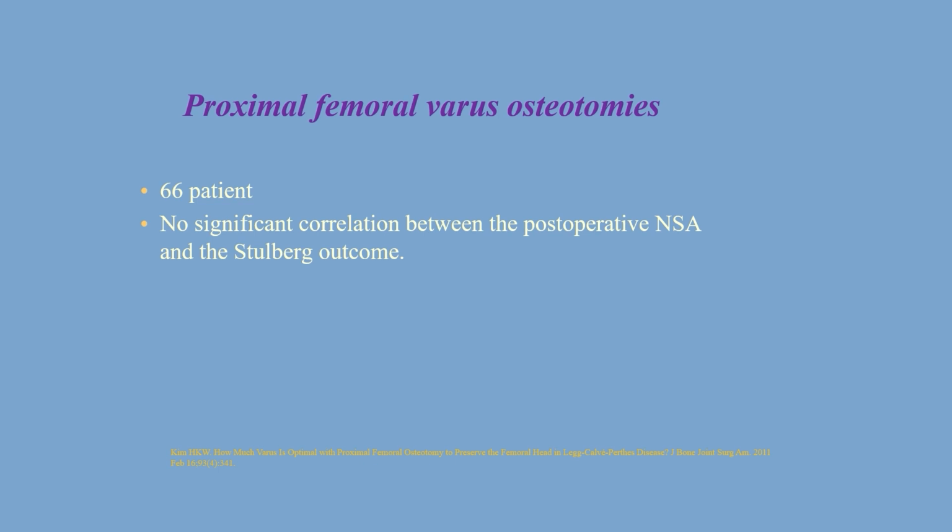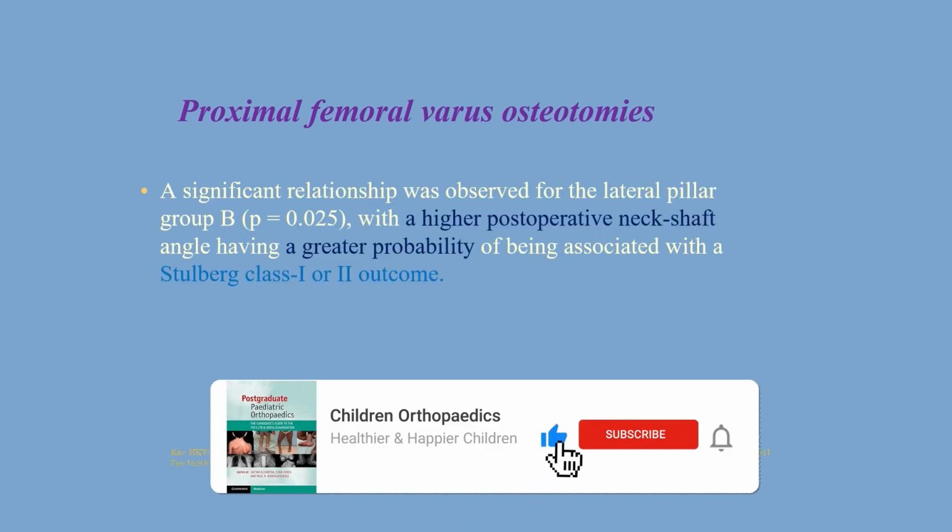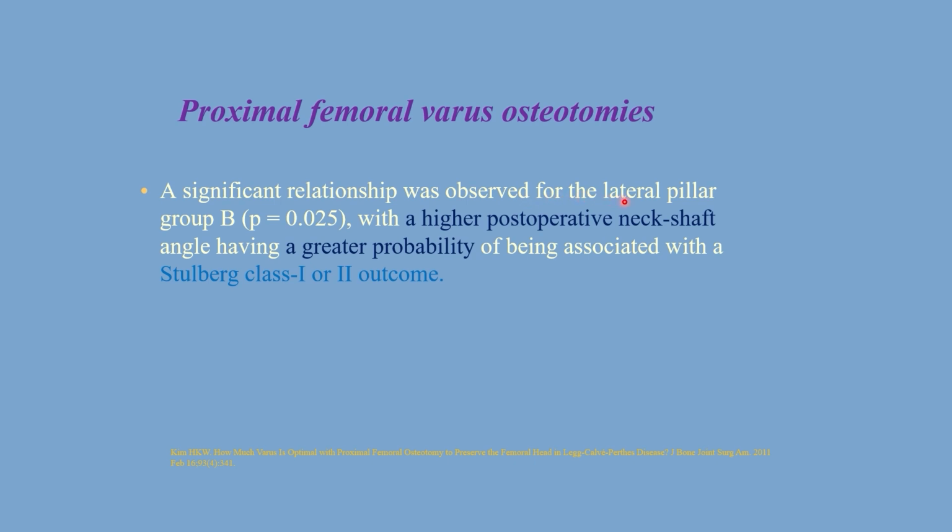In Kim's paper, in 66 patients, he found no significant correlation between the postoperative neck shaft angle and the Stulberg outcome. One of his interesting findings is that a significant relationship was observed between the lateral pillar group B and the Stulberg outcome. He found that the higher the postoperative neck shaft angle, the greater the probability of being associated with Stulberg class 1 or 2, which is really difficult to explain when we think about Perthes disease.